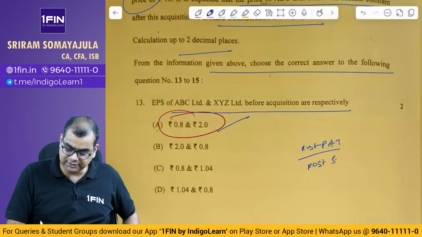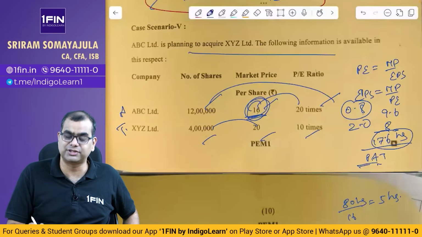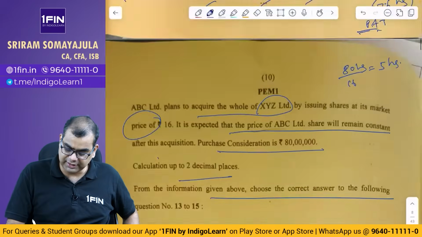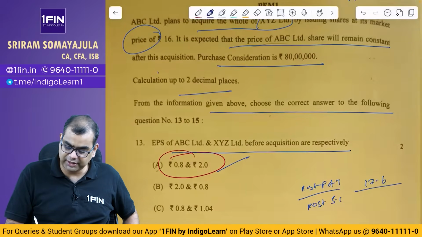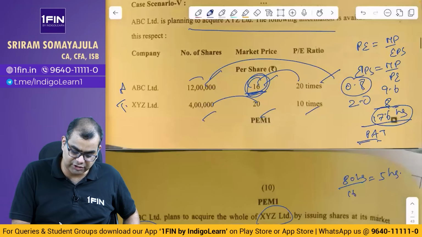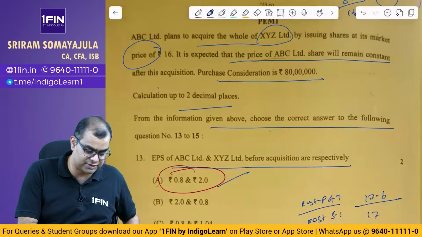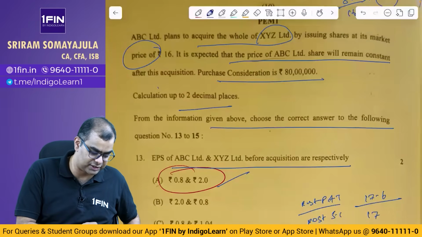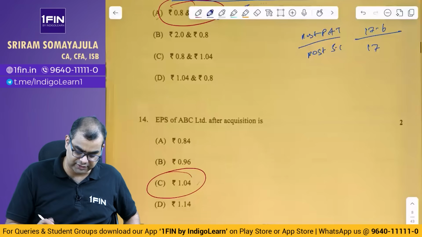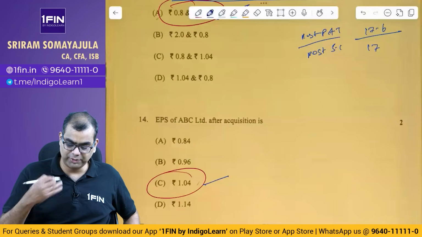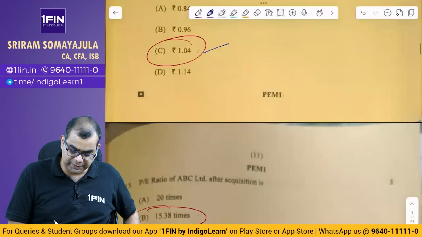What is post PAT? See, basically you'll add both these PATs, which is basically 17.6. Correct, right? And you'll divide it by share count. How many shares are there? Originally they were 12 lakh. Now you've issued 5 lakhs. So basically 17 lakhs. So 17.6 by 17. You'll get 1.035, which is about 1.04. Super simple. And then the last one, PE ratio after acquisition.